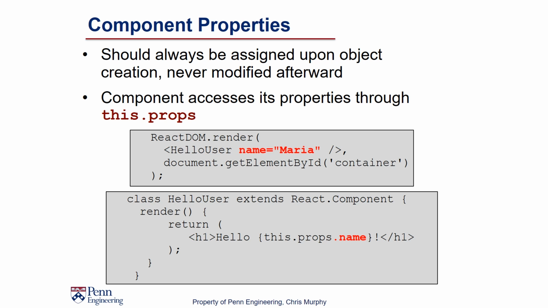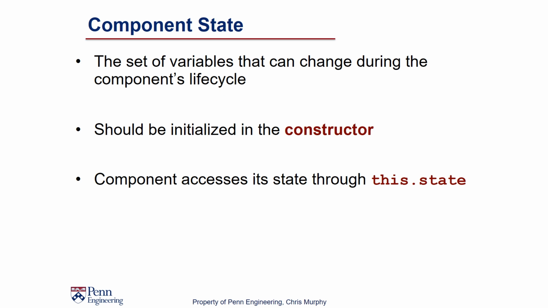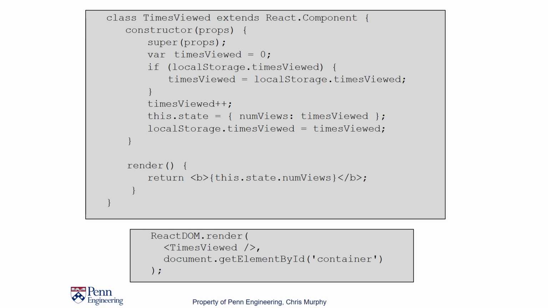The next important part of the component is its state. The state is also a set of variables, but these can change during the component's lifecycle. The state is always initialized in the constructor, which is the function that's called when the component or object is created, and then it can access the state properties using this.state. In this example, we'll show the number of times that this page has been viewed.